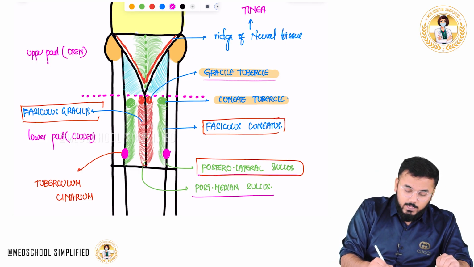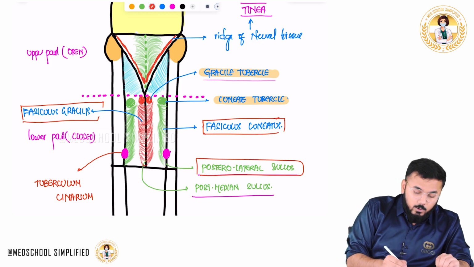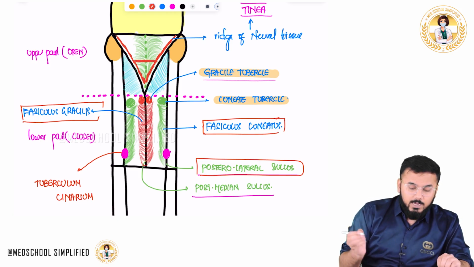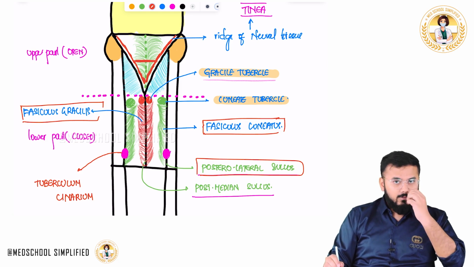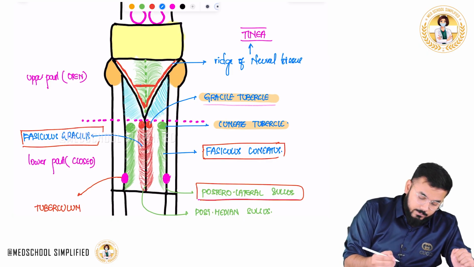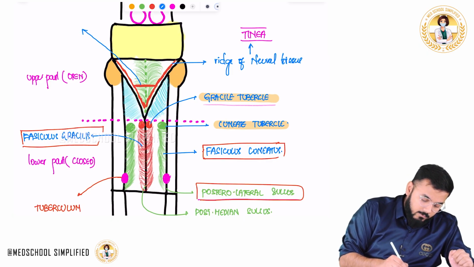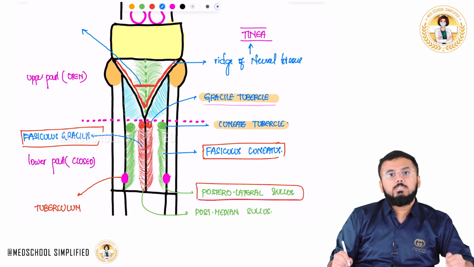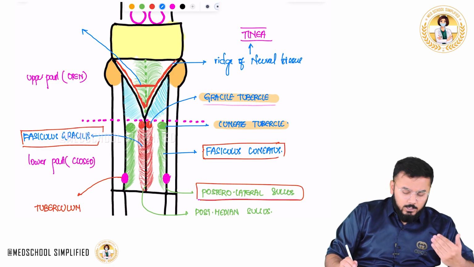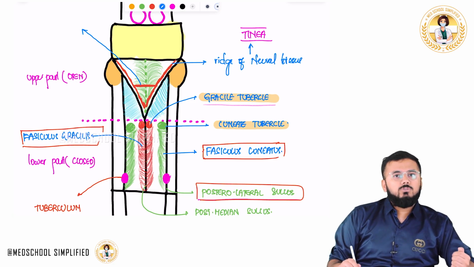What is this name called? This name is called tinea. Now if you look at this ridge, there is a septum-like thing that is connecting one ridge to another ridge. Yes or no? So this septum-like thing which is connecting one ridge to another ridge is called funiculus separans.